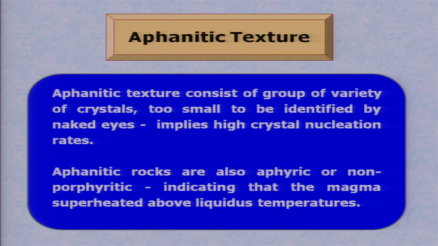What is aphanitic texture? By definition, aphanitic texture consists of a variety of crystals too small to be identified by naked eyes, which signifies a high crystal nucleation rate. Second, aphanitic rocks are those rocks which display aphyric or non-porphyritic textures, indicating that the magma was superheated above liquidus temperature.